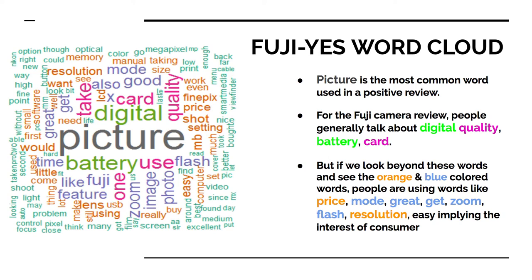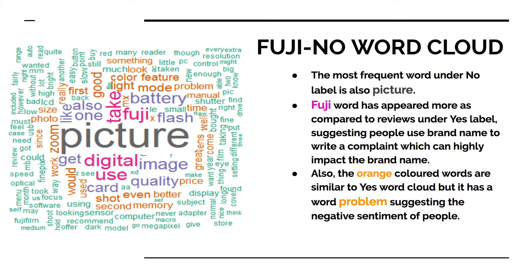We generated a word cloud based on the frequency of words that appear in reviews. As we can see, for the Fuji yes camera reviews, people generally talk about digital quality, battery, card, and so on. Let's look at the Fuji no word cloud. We can see the word Fuji has appeared more as compared to reviews under the yes label, suggesting people use the brand name to write the complaint, which can highly impact this brand.